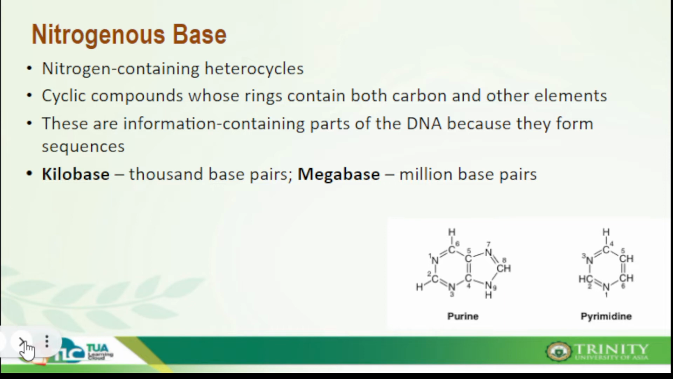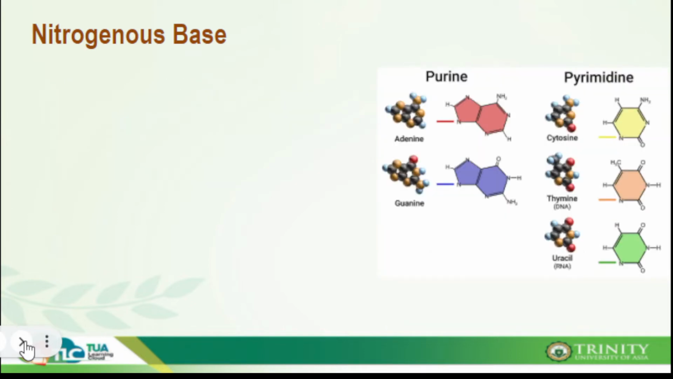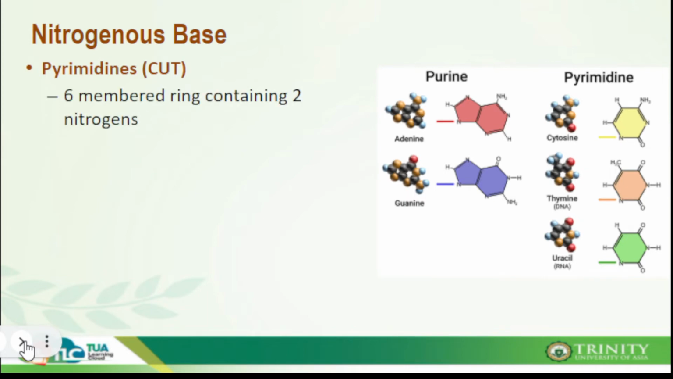Now, it is important for us to know that there are two types of nitrogenous bases. These are your purines and pyrimidines. Now, what is the difference between the two? Your pyrimidines are 6-membered rings containing 2 nitrogens. These are the ones on your right. 6-membered rings, 1, 2, 3, 4, 5, 6, and 2 of those are made up of your nitrogen. There are 3 types of pyrimidines which are involved in our nucleic acids, and these are cytosine, uracil, and thymine.